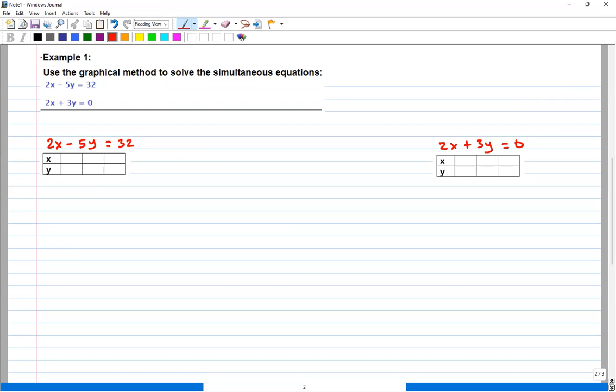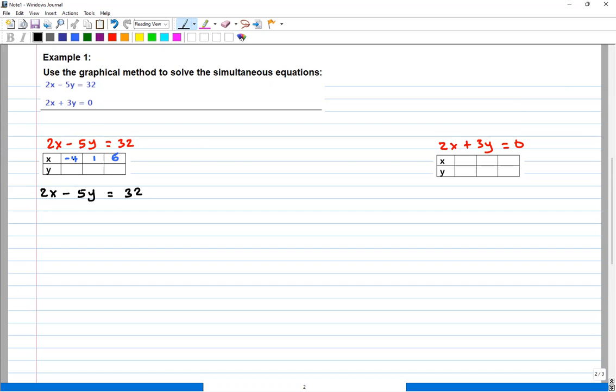Now, let's have, let's say, -4. Let's have, let's say, 1. Let's have, let's say, 6. Here, you get any values of x, any number, it's up to you. Then you use it to get the corresponding value of y. Now, remember that we have to use this equation. So the equation is 2x minus 5y is equal to 32.